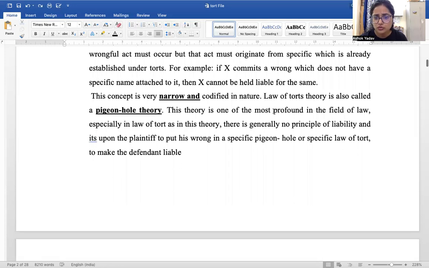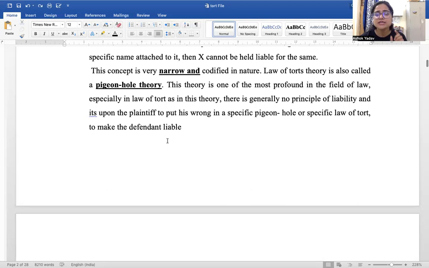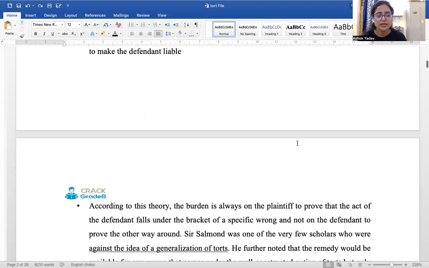The law of torts theory is also called pigeonhole theory. This theory is one of the most profound in the field of law, especially in law of tort, as in this theory, there is generally no principle of liability, and it is upon the plaintiff to put his wrong in a specific pigeonhole or specific tort to make the defendant liable.